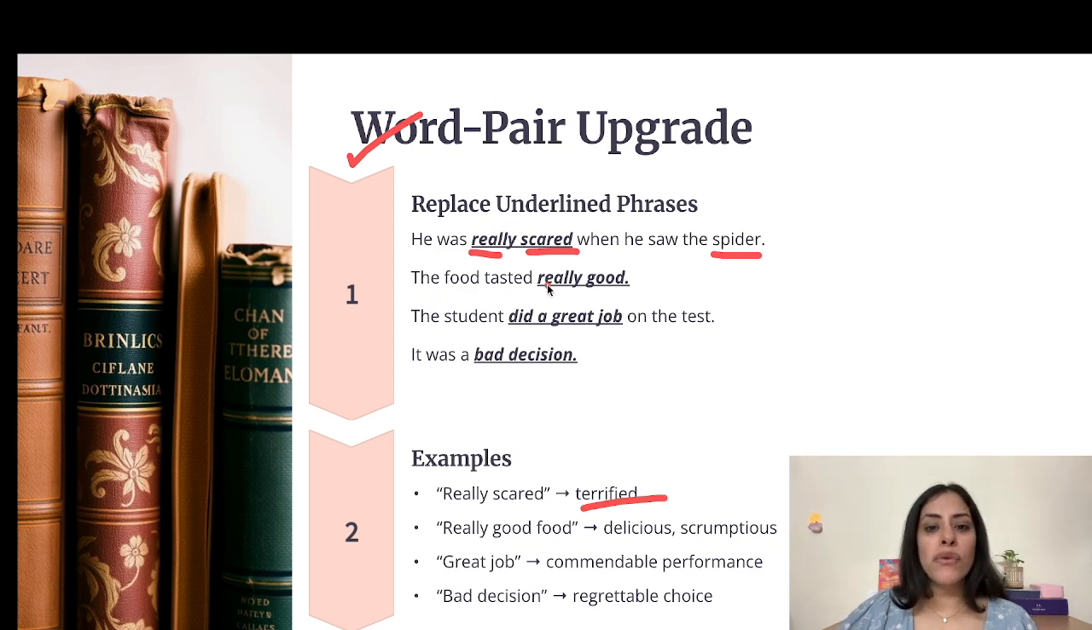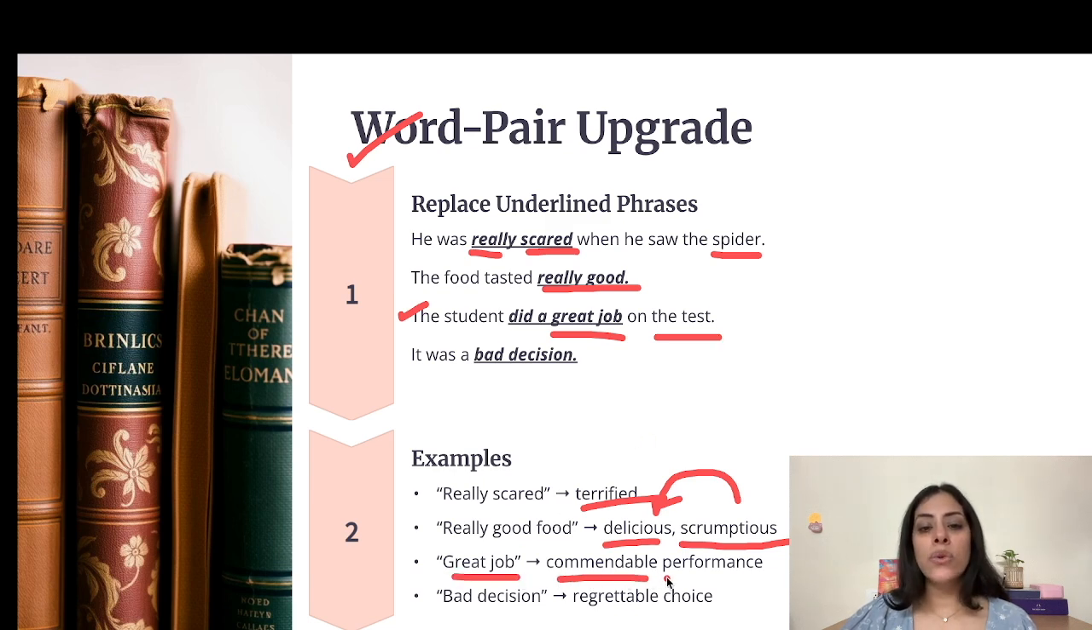The next one is: the food tasted really good. So instead of really good, you can say the food tasted extremely delicious, extremely scrumptious. Scrumptious is a vocabulary word which has the same meaning as delicious. They're one and the same thing. Then: the student did a great job on the test. So instead of great job, you can say the student gave a commendable performance on the test, or the student aced the test. That's also a good word.